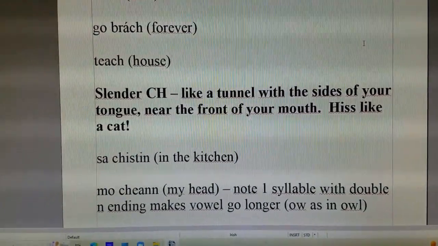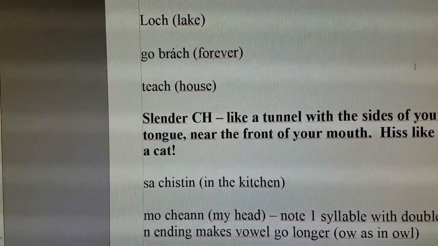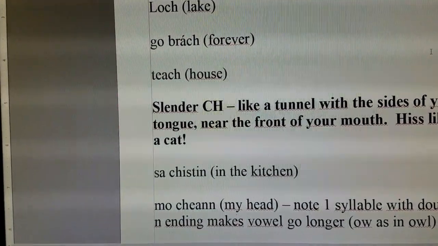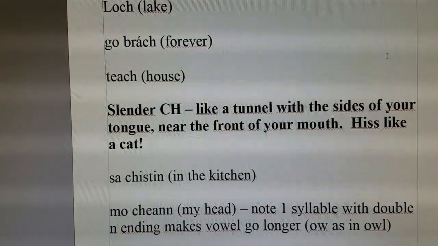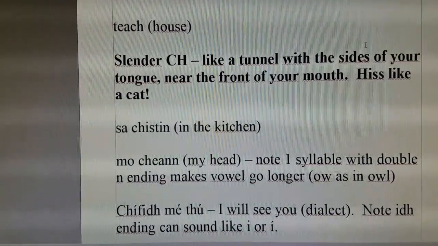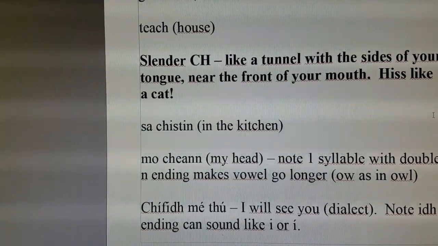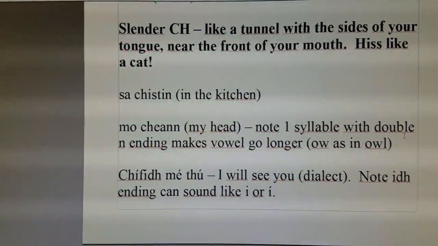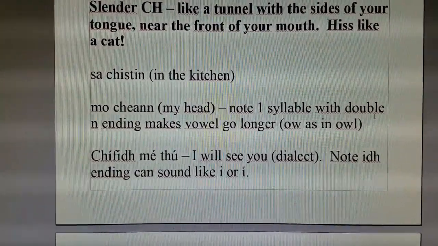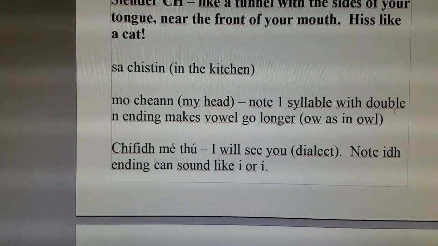Now, a slender CH is a hard sound for a lot of people. It's kind of like a hiss. It's like you make a little tunnel with your tongue for the air to hiss through. If you know German, it's like the ich in standard German, right? So, in the kitchen. Notice the lengthening of the vowel because of the double letter there. Single syllable word.